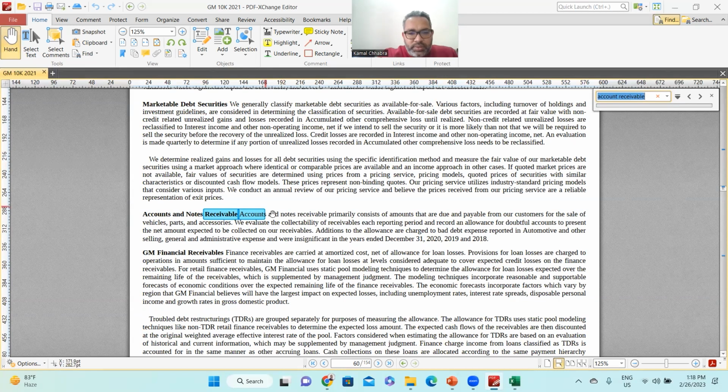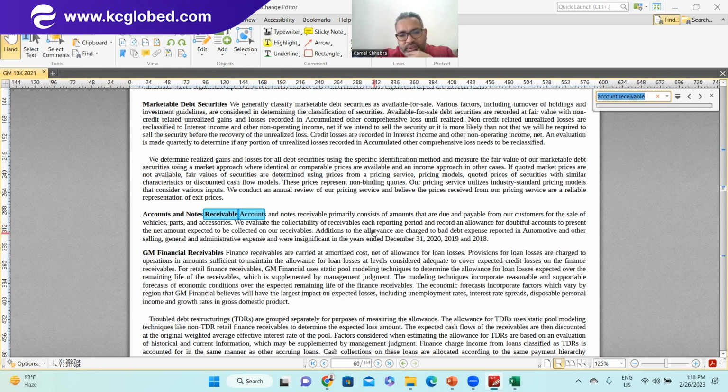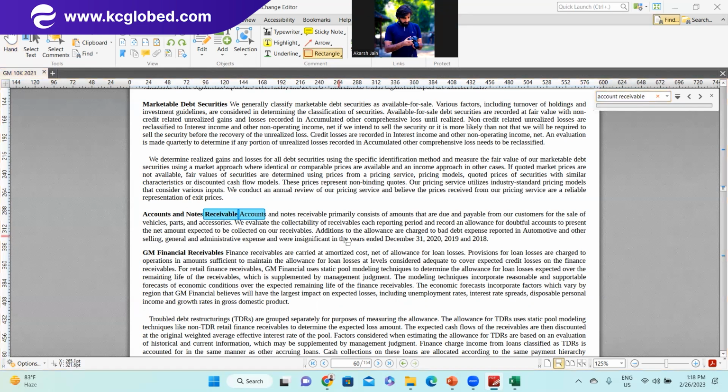So if you see, accounts receivable primarily consist of the amounts that are due and payable from our customers for the sale of this. We evaluate collectability of the receivable each reporting period, and record an allowance for doubtful accounts to present the net amount expected to be collected in our receivable. Can you see this? Yes, sir. This is what I was saying.